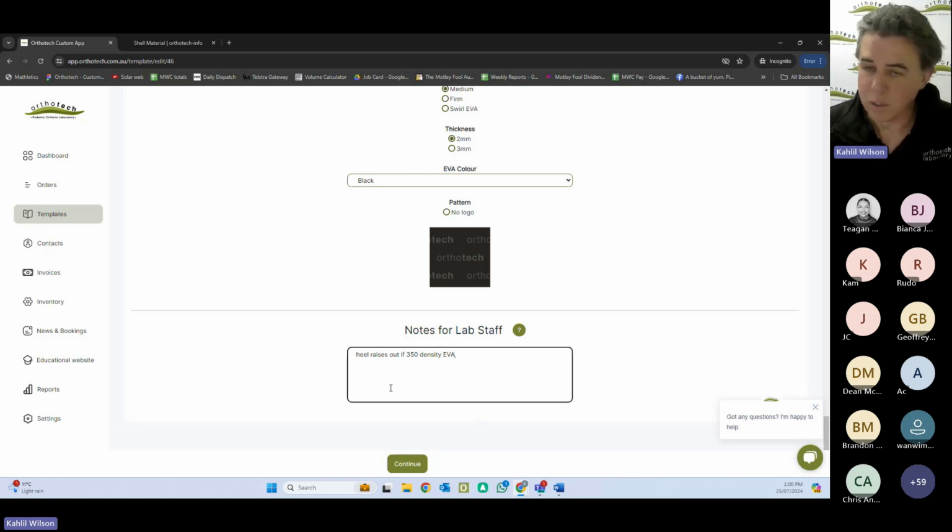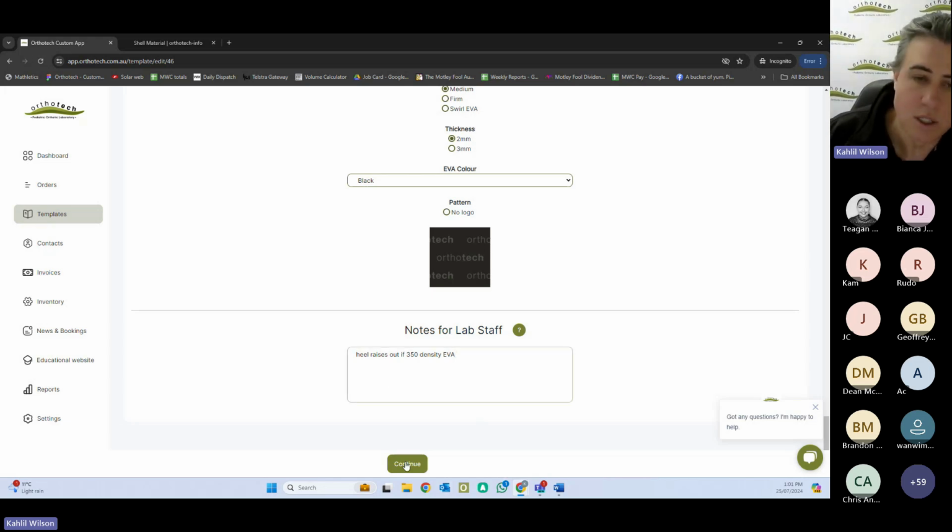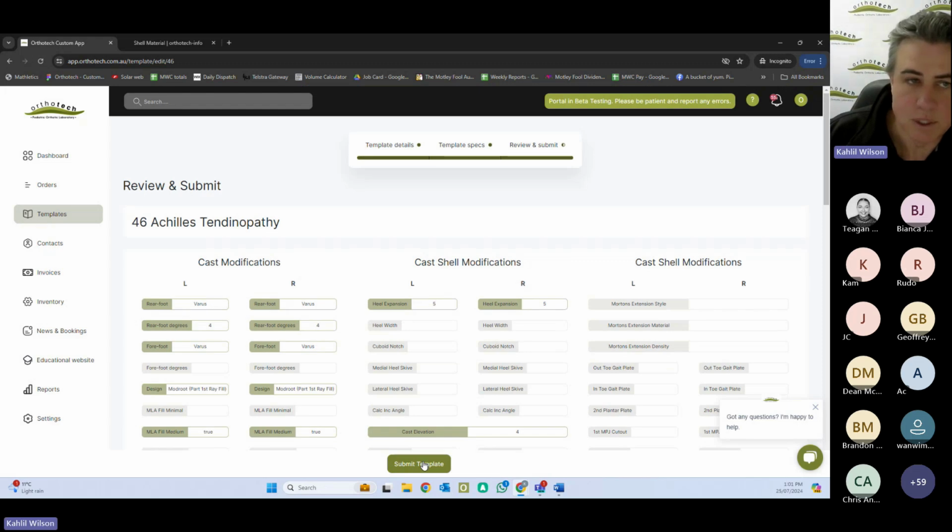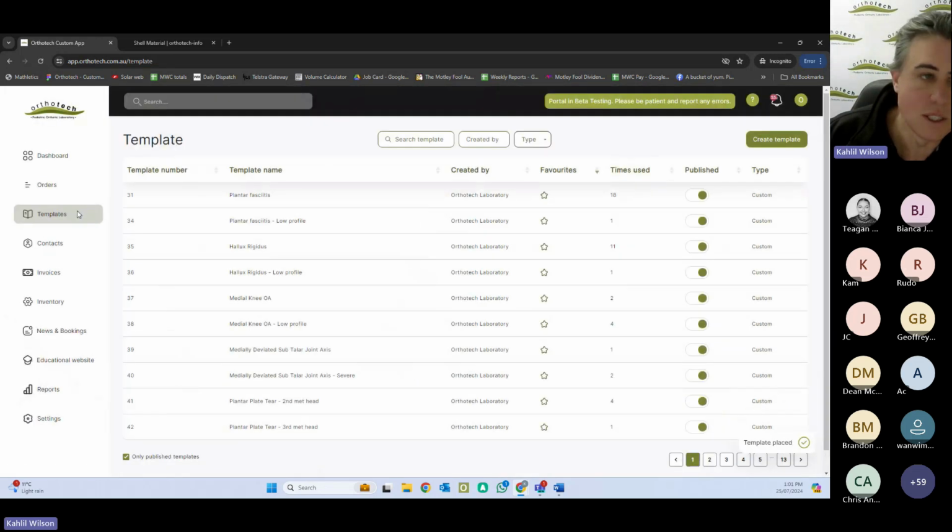If you've ever tried to grind that off, you'll be there forever trying to grind an 8mm heel raise off a 3D printed PA11 orthotic. The Poly X is a little bit softer and is easier to grind, but it still will take you a while. So we generally add the heel raise out of EVA. So I'm just going to submit that so that it's in there.